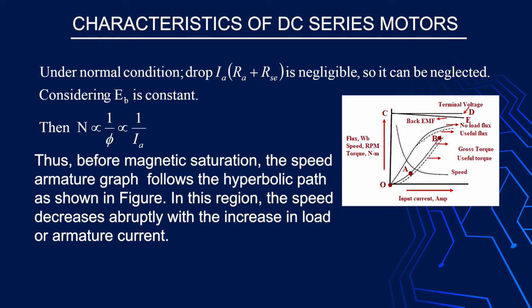So before magnetic saturation, the speed armature graph follows the hyperbolic path, as you can see in the graph. In this region, the speed decreases abruptly with the increase in load or armature current.